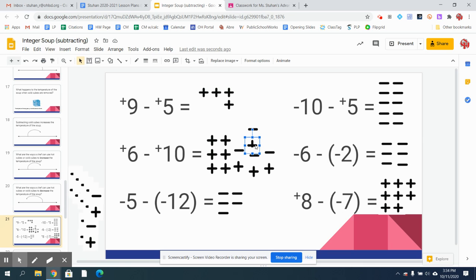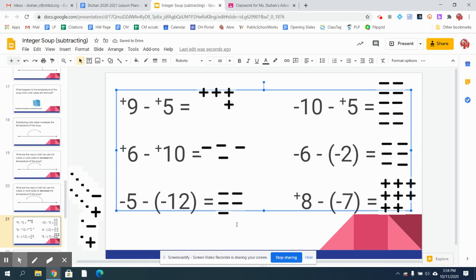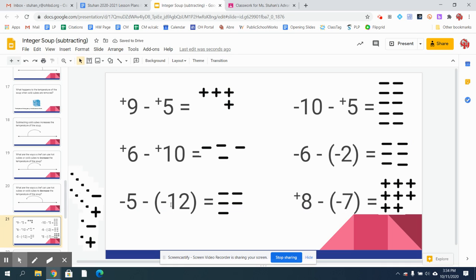So we're going to subtract them now. We're going to take away 1, 2, 3, 4, 5, 6, 7, 8, 9, 10. And we are left with negative 4 or 4 cold cubes. So our temperature decreased.